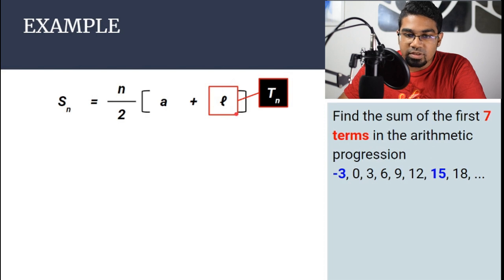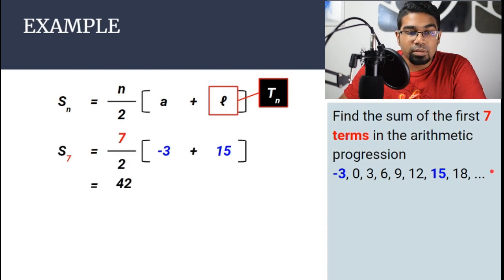That is why sometimes it is referred to as Tn. If you're looking for the sum of n terms, then the last term will be Tn, the nth term. Let's look at this example. Let's do the same question, but this time use the second formula. So the sum of the first 7 terms, S7, 7 over 2, a is still negative 3, but this time Tn will be T7, which is the 7th term. When we count from the first term, 1, 2, 3, 4, 5, 6, 7, 15 is the 7th term. So when we add negative 3 to 15 here in the formula and multiply by 7 over 2, we will get 42, which is the same answer as we got before.